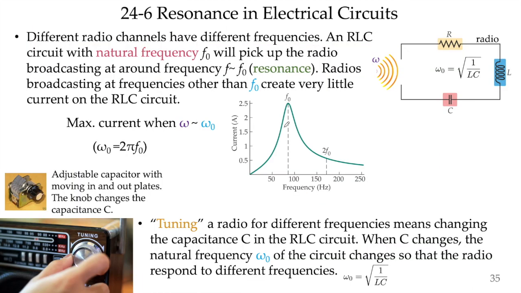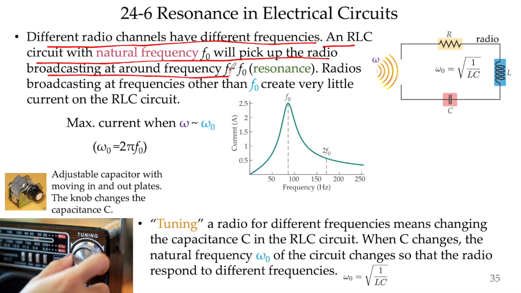Okay, now as I said in the beginning, for radios, this is AC circuits and RLC circuits. Basically, they are the foundation of radios. Different radio channels have different frequencies, right? They broadcast at different frequencies. An RLC circuit with natural frequency F0 will pick up the radio broadcasting at around that frequency.